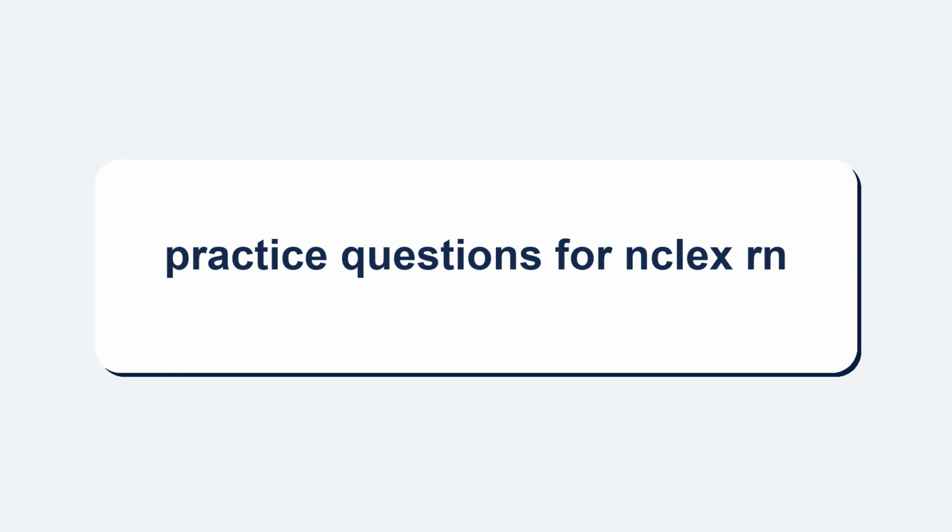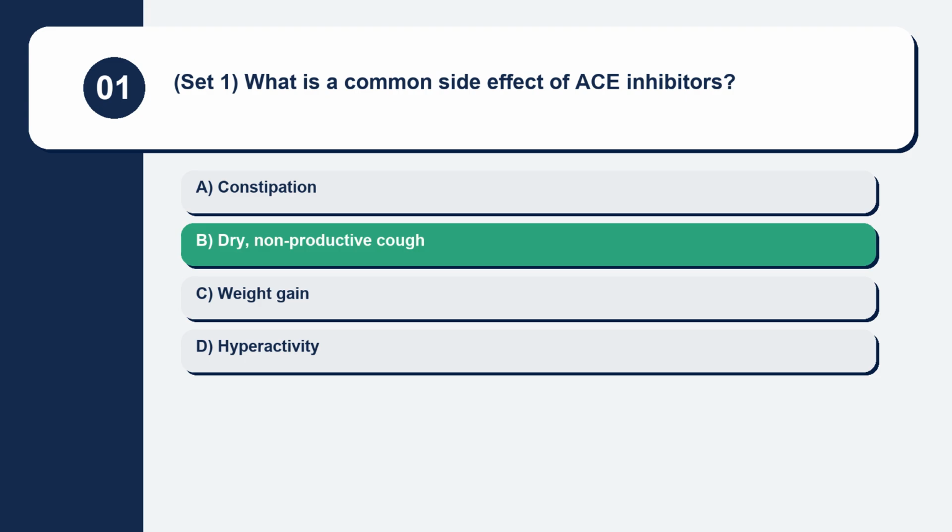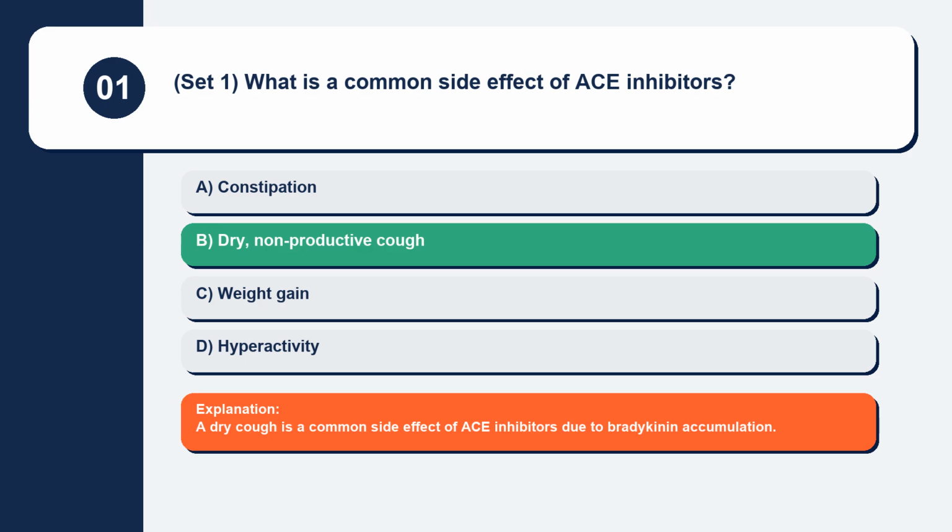Practice questions from NCLEX RN. Question 1. Set 1. What is a common side effect of ACE inhibitors? Constipation, dry, non-productive cough, weight gain, hyperactivity. A dry cough is a common side effect of ACE inhibitors due to bradykinin accumulation.